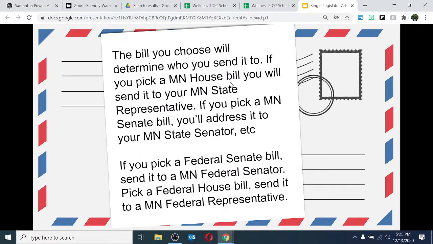Kind of talked about this already. Make sure you've got the right person, the person who can actually vote on it. Senator Klobuchar cannot vote on Minnesota level Senate bills, even though she's a senator. She is a U.S. senator, so she works in D.C. They vote on very different bills than what the state level senators vote on. Those folks go to St. Paul. If you've ever been to the Capitol, that's where they work. So the federal level, they're in D.C. They have Minnesota offices back here to meet with constituents and people, but they work in D.C.